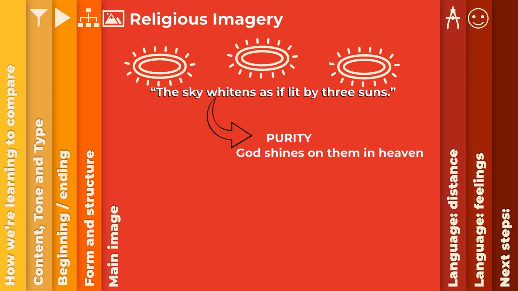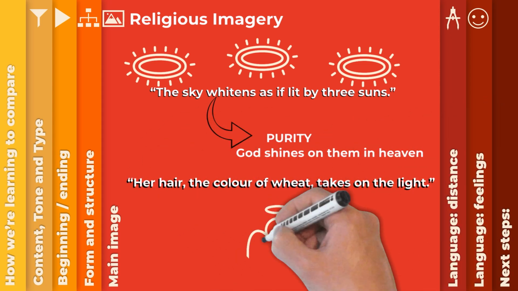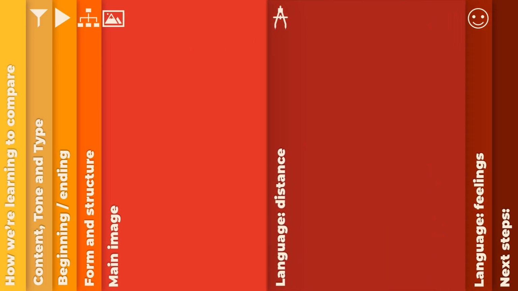In true Christian teaching, Eden and heaven are separate places, Eden being on earth, heaven being beyond the earthly experience, but we don't need to worry too much on that because Causley's writing what he imagines, what gives him comfort, and this is how he sees it. There are other religious images in the poem, so we can also see her hair, the colour of wheat, takes on the light. In this image, Mum is described with God shining down on her, illuminating her, and this creates an angelic image.